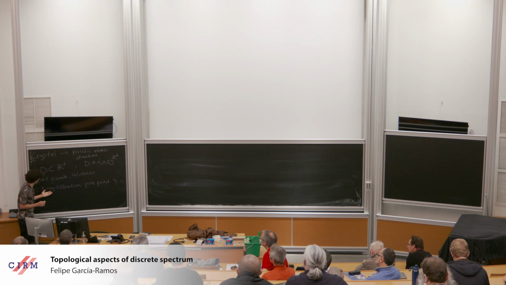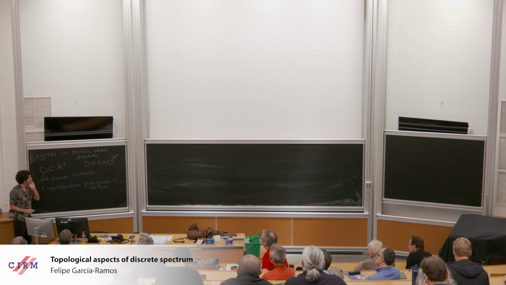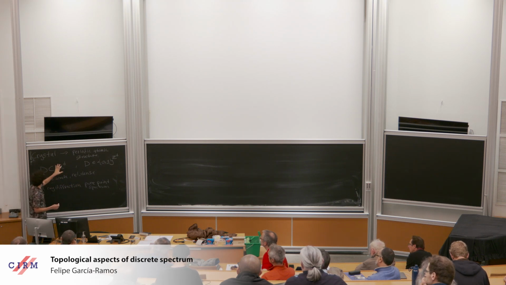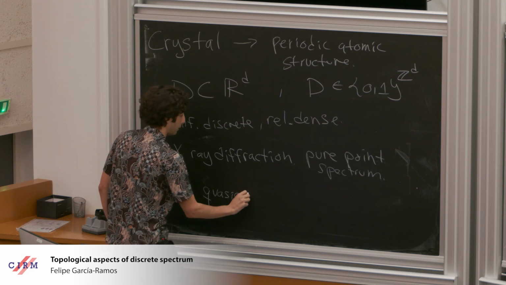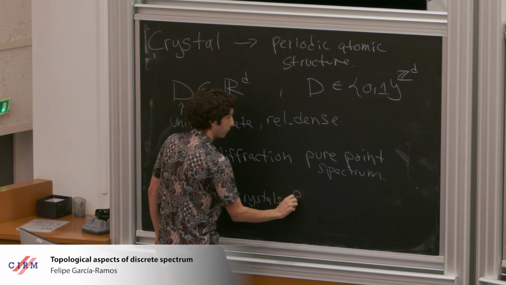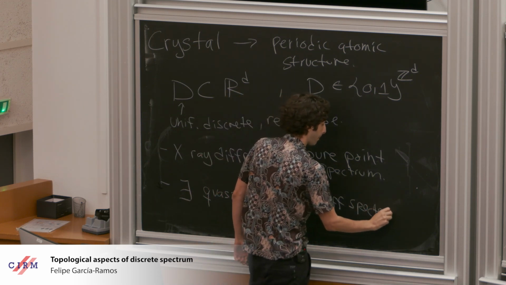The physicists thought that the only possible way to get this pure point diffraction spectrum was with periodic structures, like crystals. But then they later discovered some materials that have pure point diffraction spectrum but were not periodic. They call these quasicrystals: pure point diffraction spectrum, but not periodic.